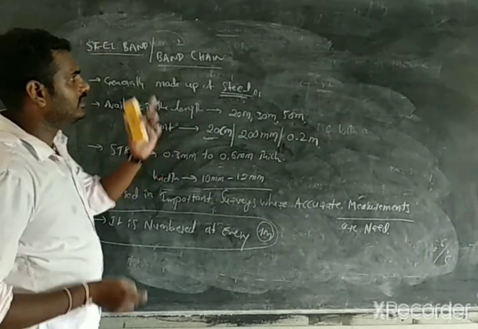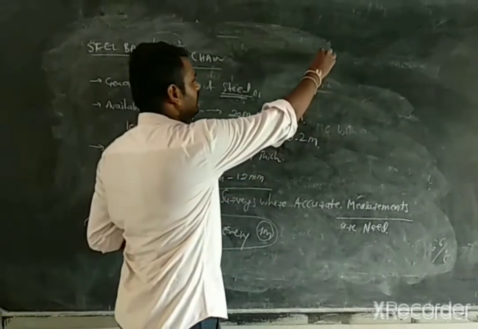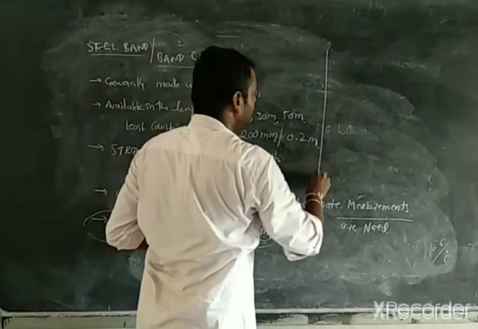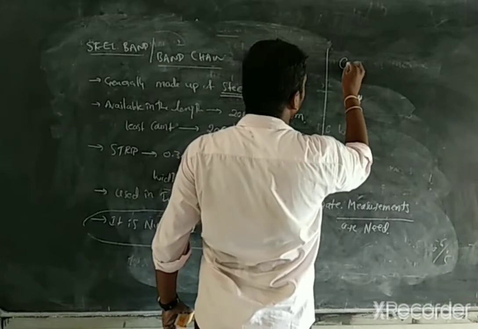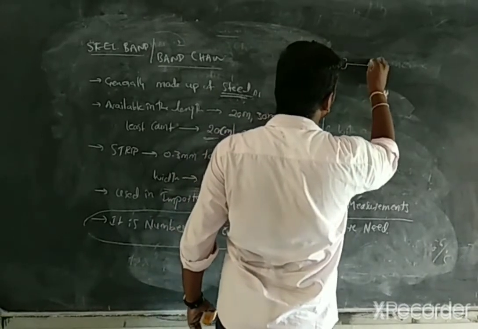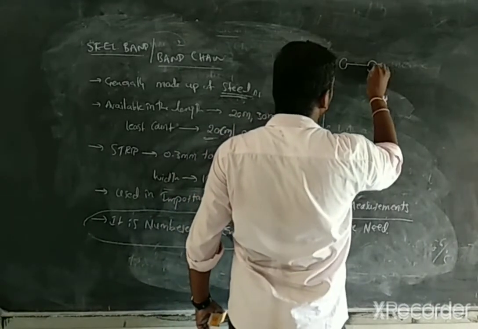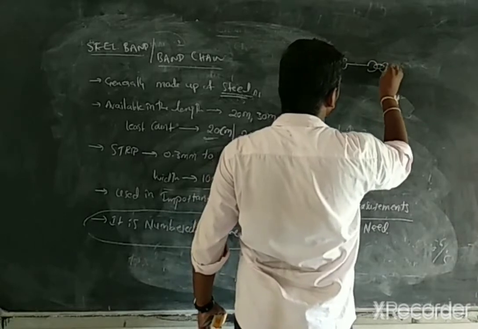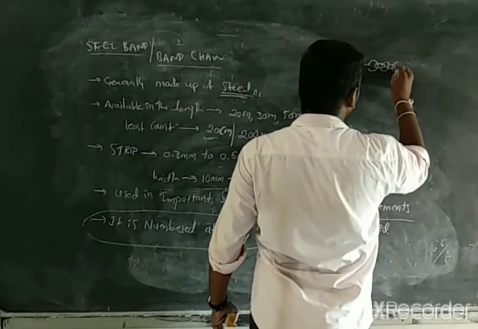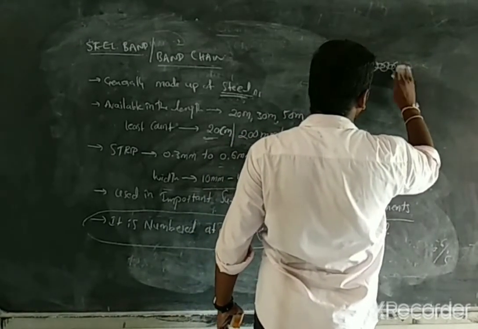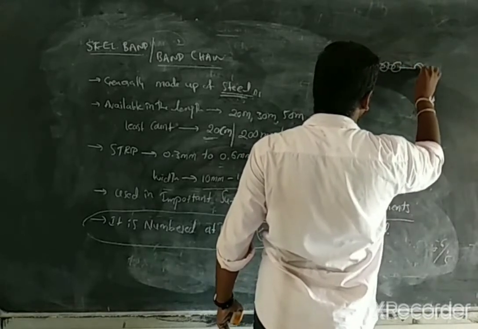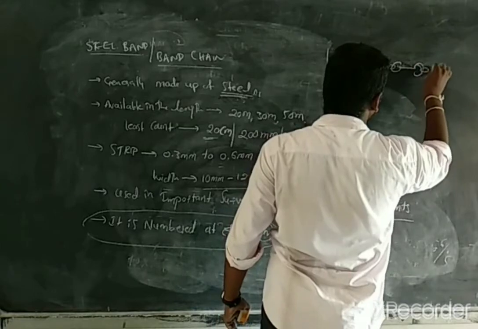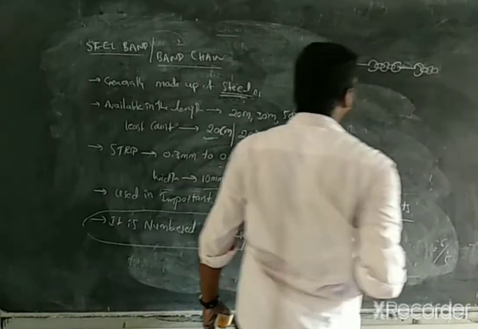But I forgot to tell you one thing about the metric chains. As I draw, the metric chain has a shape like this. It has links, which we call oval rings, and then we have the continuation like this. Again we have the oval rings here, and so on.